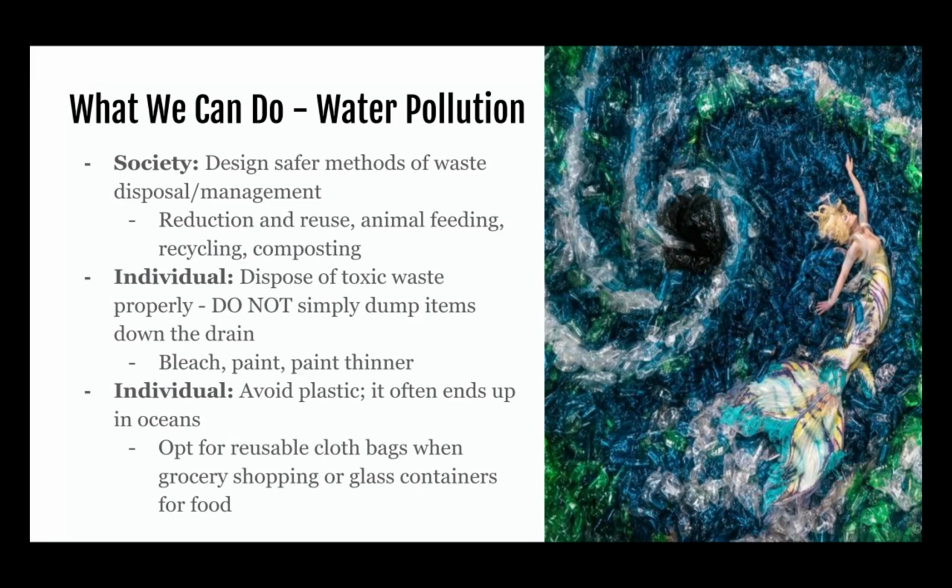As a society, we can design safer methods of waste disposal and management, including reduction and reuse, animal feeding, recycling, and composting. As an individual, we should dispose of toxic waste properly. Toxic waste qualifies as bleach, paint thinner, and many household cleaning products. Instead of dumping these items down the drain, we should take them to a nearby facility. We can also avoid plastic because it often ends up in oceans. We should use reusable cloth bags when shopping or glass containers to store our food.